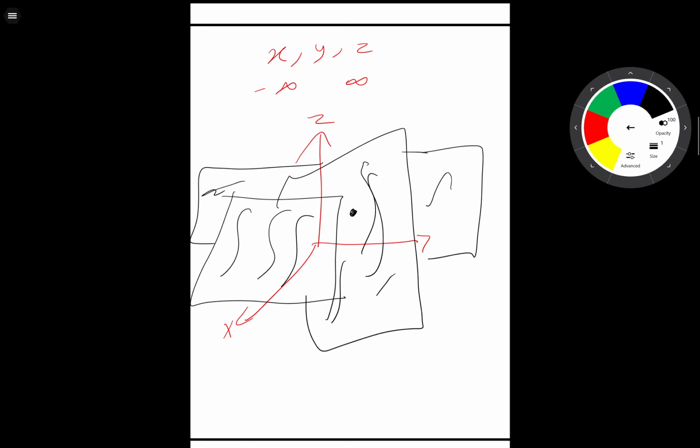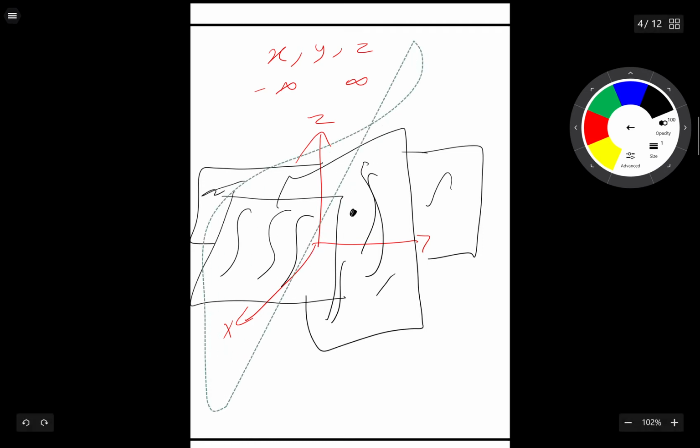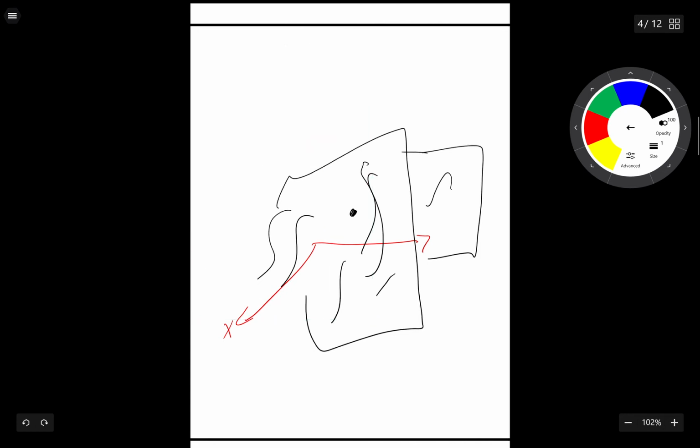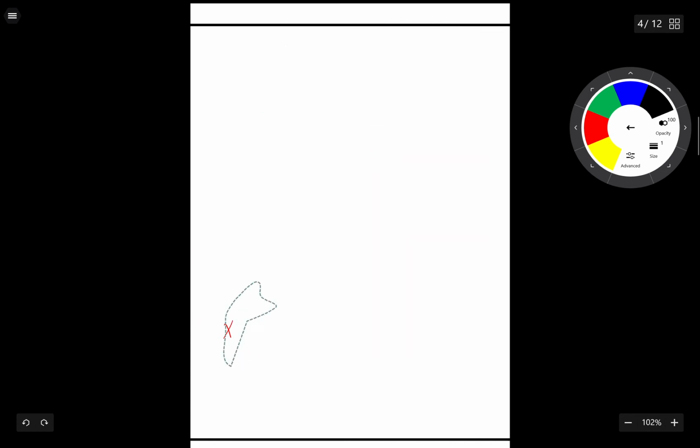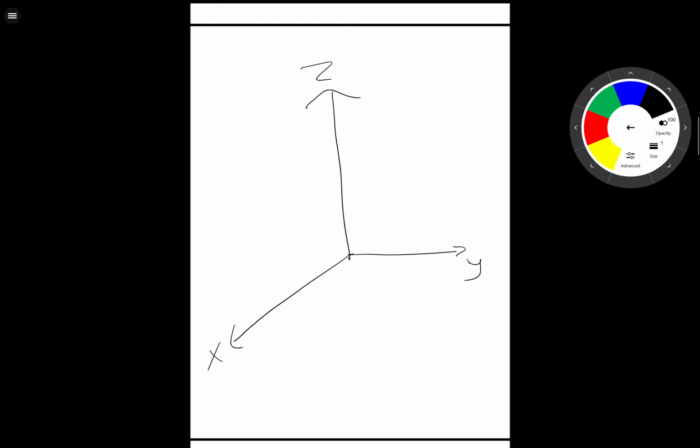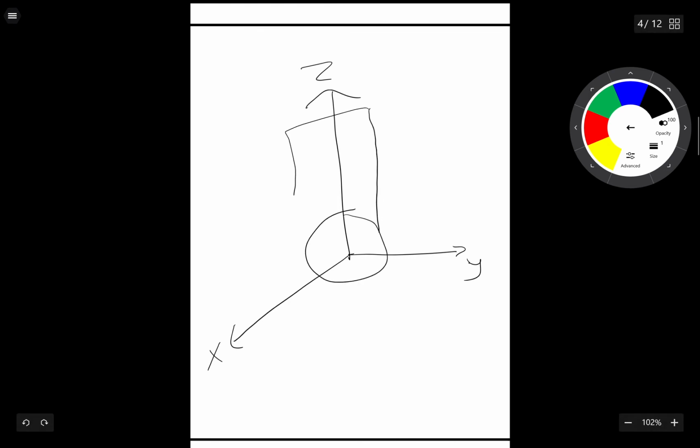So now let's look at the cylindrical coordinate system. For the cylindrical coordinate system, let's just draw the z, x, and y. We know we have a cylinder with its center at the origin, and it's going to go all the way up. Here we have our cylinder.